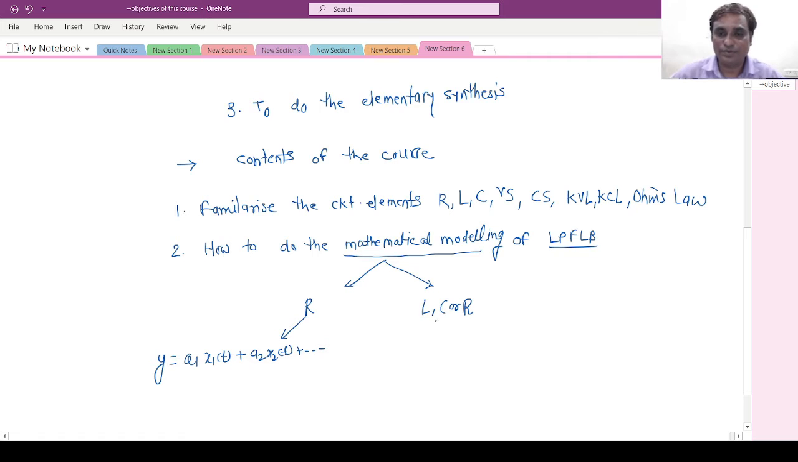Okay, and if the same LPFLB network consists of elements which are inductor, capacitor or resistor, then the form which we will get will be in the form of integral and differential equations. So let me write the form, suppose it is an RLC circuit, so I can write y is equal to A1 d2 x1 of t by dt square plus A2 dx1 of t by dt plus A3 x1 of t, like this.